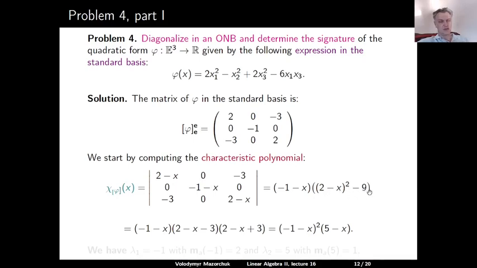This is the difference between two squares. So we get minus 1 minus x times 2 minus x minus 3 times 2 minus x plus 3. And so we get minus 1 minus x squared times 5 minus x. So we have two eigenvalues. The eigenvalue lambda 1, which is equal to minus 1 with algebraic multiplicity 2, and the eigenvalue lambda 2, which is equal to 5 with algebraic multiplicity 1.